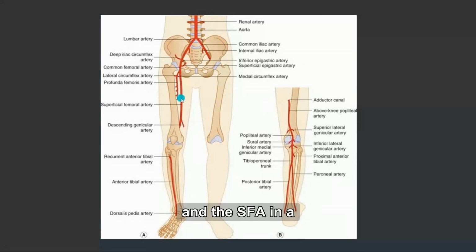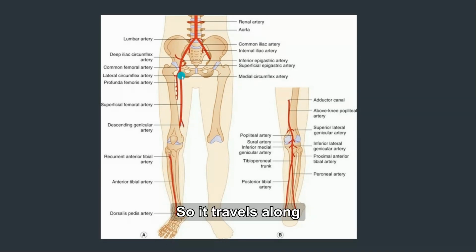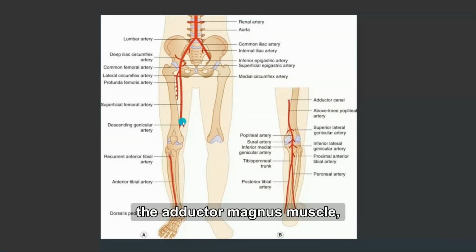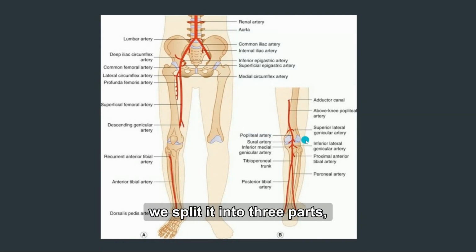And the SFA in a normal healthy individual, so superficial femoral artery, doesn't have any branches, but when it's diseased, it does. So it travels along here in the femoral canal, and as it passes through the adductor hiatus, so a natural hole in the adductor magnus muscle, it becomes the popliteal artery. So we've got this posterior view here that you can see. And the popliteal artery, we split it into three parts, P1, P2, P3. You don't need to know that, but it just means above the knee it's P1, at the level of the knee it's P2, and below the knee it's P3.